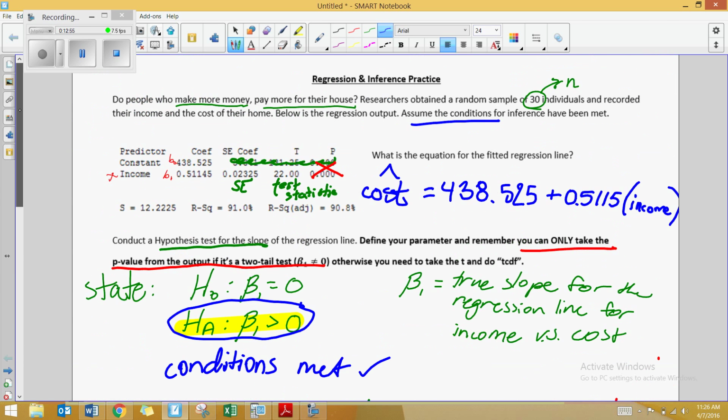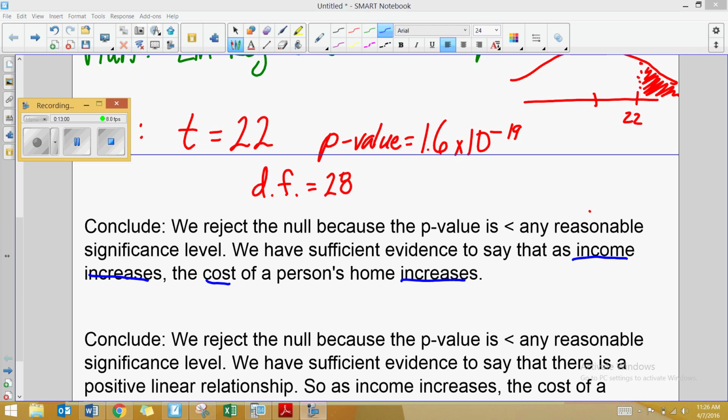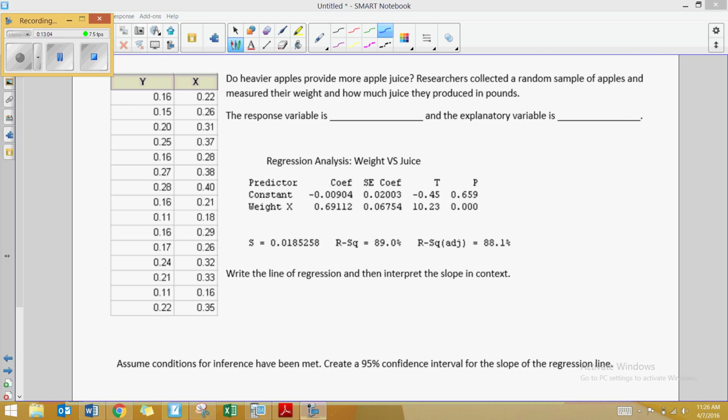All right, so there you have an example of a hypothesis test for regression. Let's go ahead and look at a confidence interval. So the problem here says, do heavier apples provide more apple juice?